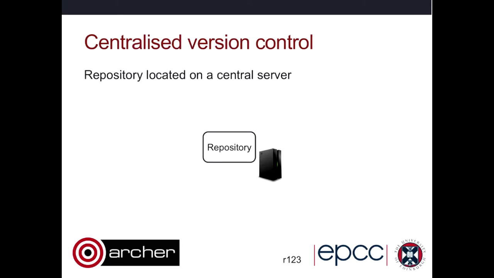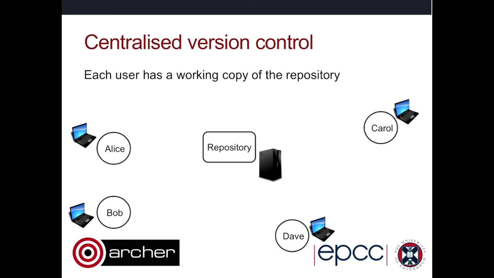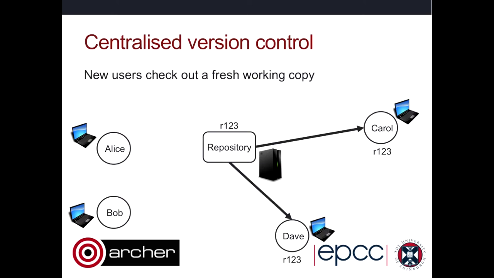So the essential model for centralized version control is that you have a single repository which lives on a central server, a server which is accessible to all those who want to use it. Each user of the repository has a working copy. Each person who wants to access the information in the repository and commit changes has checked out a working copy. If you're a new user, you check out a fresh working copy. So if you're Carol or Dave and you're just starting with this project, you check out the current state of the most recent revision in the repository, which in this case is revision 1.2.3.